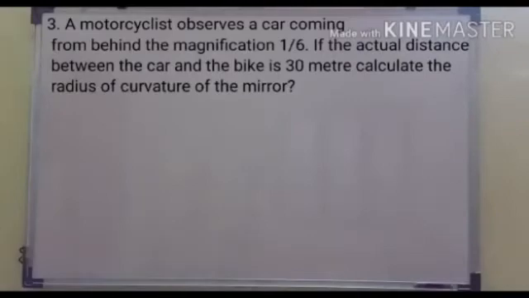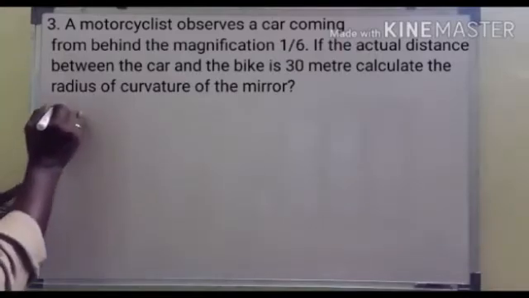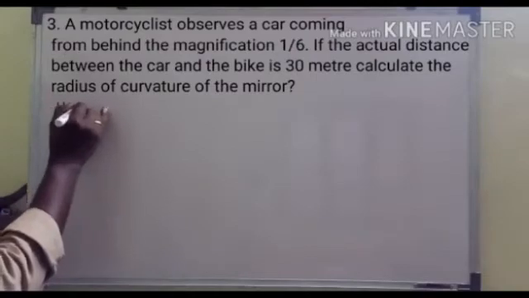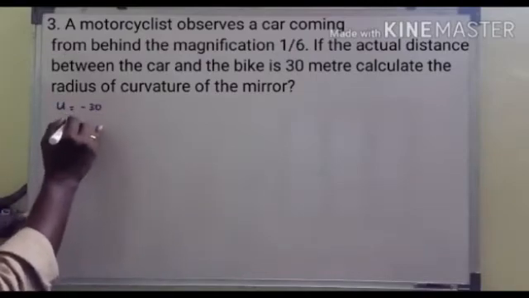Question number 3. A motorcyclist observes a car coming from behind with a magnification of 1 by 6. If the actual distance between the car and the bike is 30 meters, calculate the radius of curvature of the mirror. Here the distance between the car and the motorcycle is 30 meters. So we can take the distance of the object as u equal to minus 30 meters.